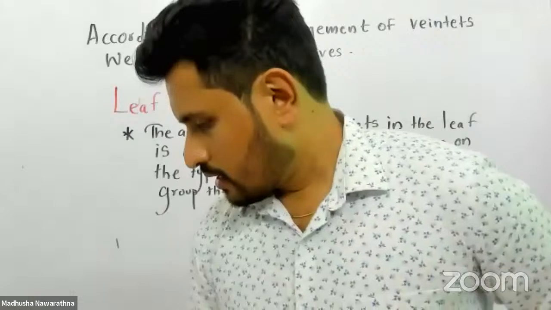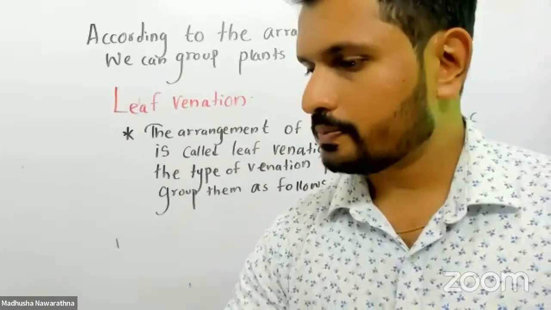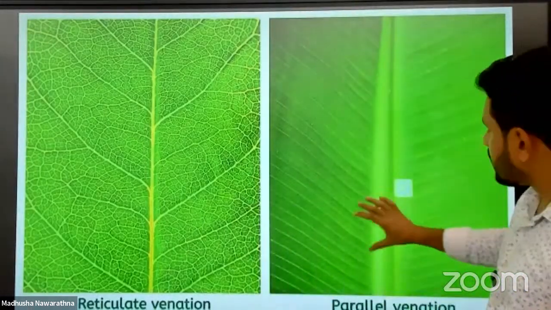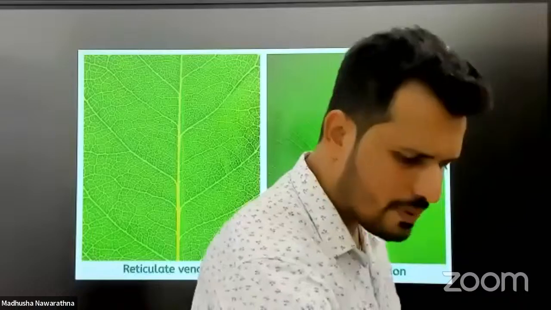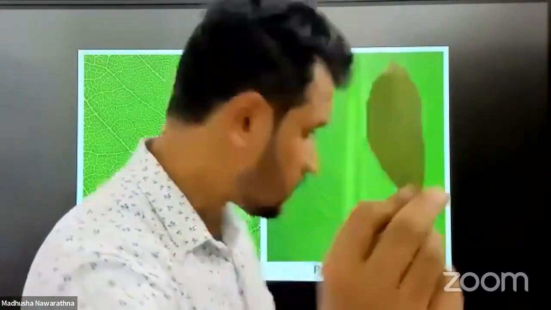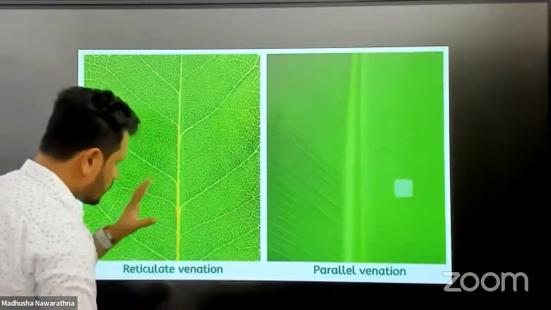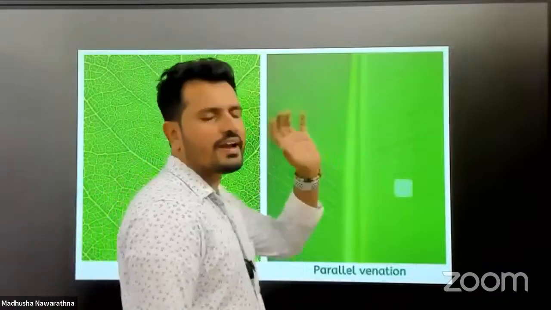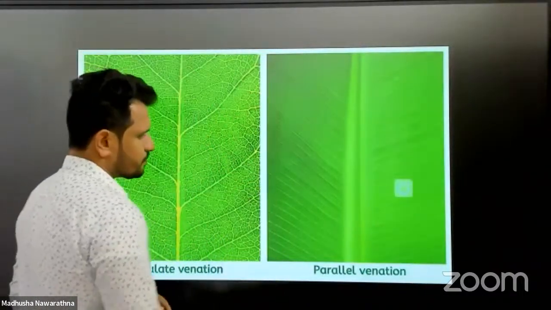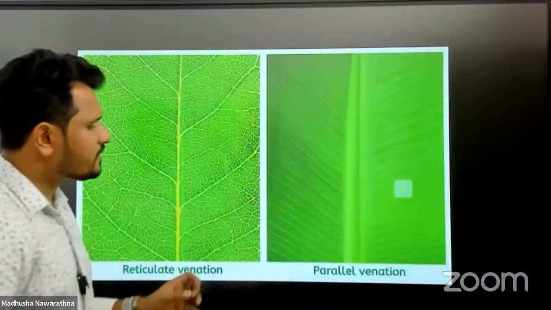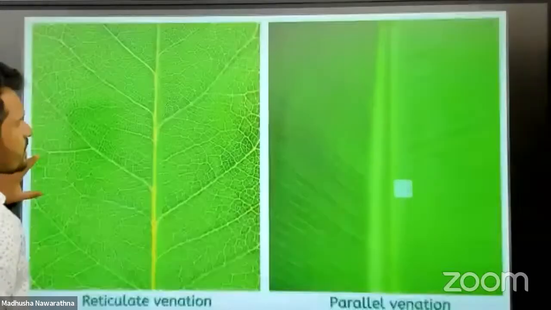Look at this. Now here you can observe a reticulate venation. Reticulate venation is like this, the enlarged diagram of this sort of leaf, right? But here you can observe a parallel venation leaf. In a leaf with parallel venation you can observe the midrib here, and all the other veins are parallel to each other, right? So that's the difference between these two types.